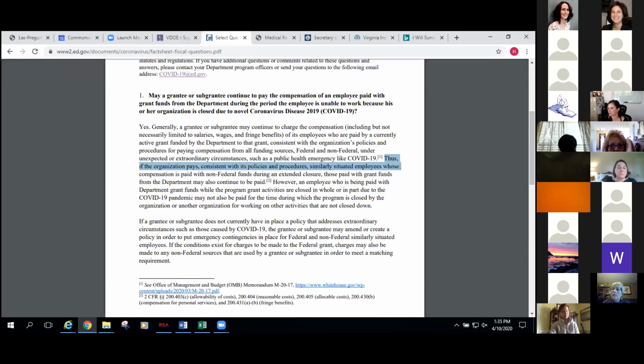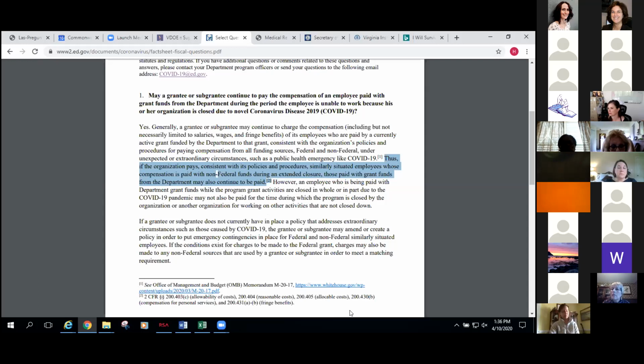If an organization, that would be a school or entity, pays consistent with its policies and procedures, similarly situated employees whose compensation is paid with non-federal funds, then those employees paid with grant funds may also continue to be paid, with the number 2 footnote, with all of the usual caveats that it must be allowable and reasonable.